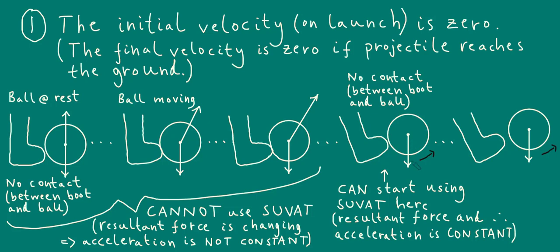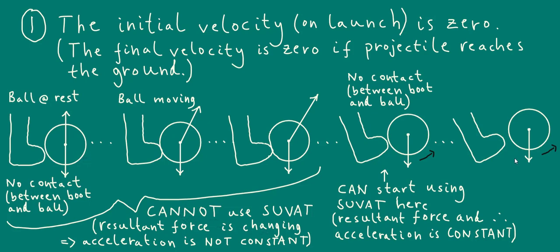So it's at this point where we can take the initial velocity of the ball, whatever that is. I've just denoted the velocity here by this black vector. Whatever that velocity is, we can use that initial velocity in the SUVAT equations. And just to be absolutely clear, using an initial velocity of 0 in the SUVAT equations would be incorrect for the reasons we just discussed.